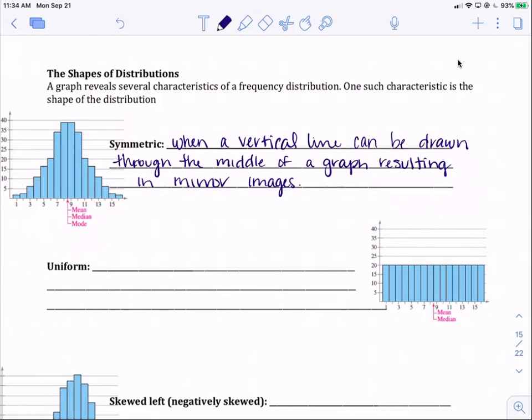Okay. This shape in particular is going to be one we talk about a lot second semester. This is called a bell-shaped graph. We're going to look at that when we look at normal distribution.